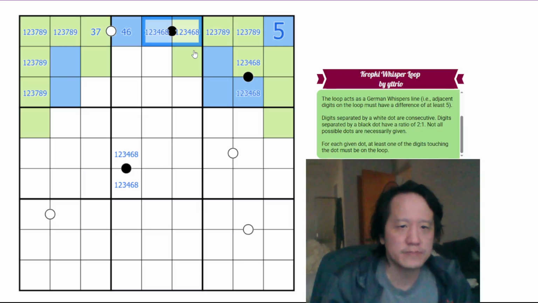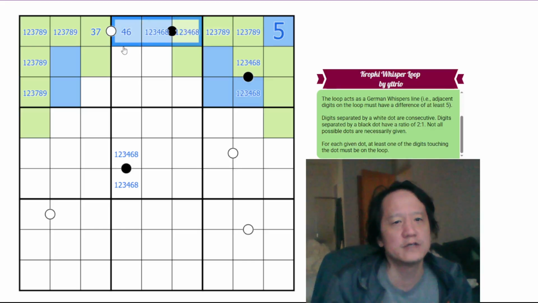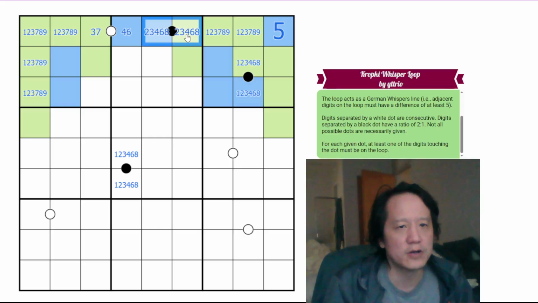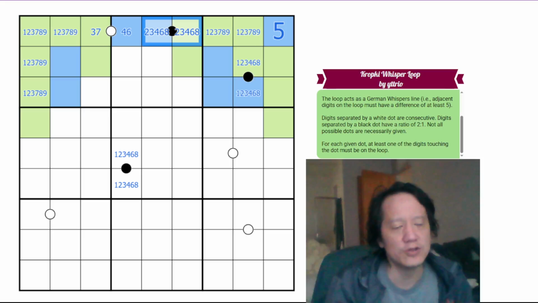So guaranteed 4 and 6 in this box here, in box 2, in one of these 3 cells. Cannot be 1 here. So it could be 3, 6 as a pair. So if this were 3, 6, the problem is that would force this to be 4 and 7. And this is not possible because 4 and 7 are not consecutive. So this cannot be 3 and 6.